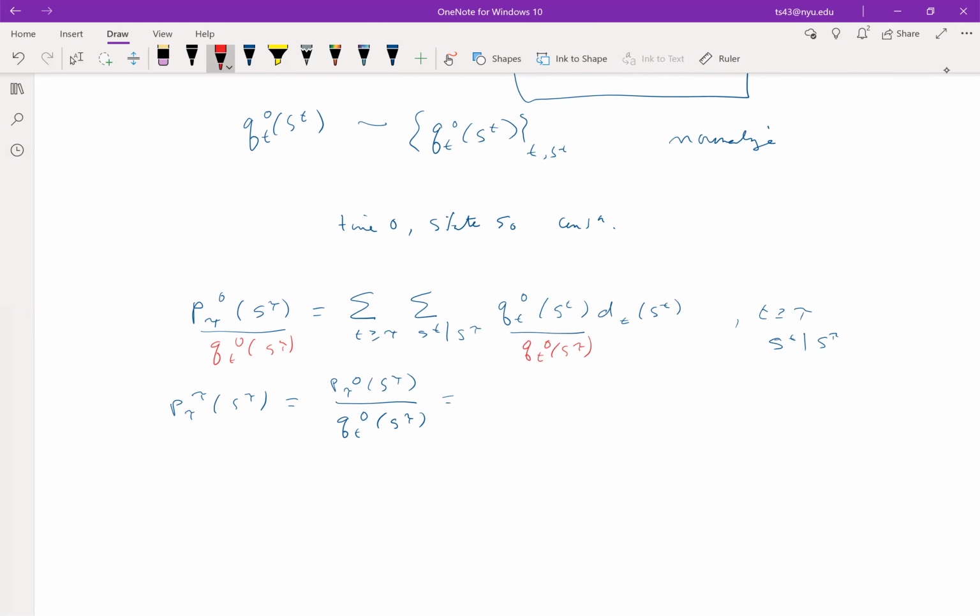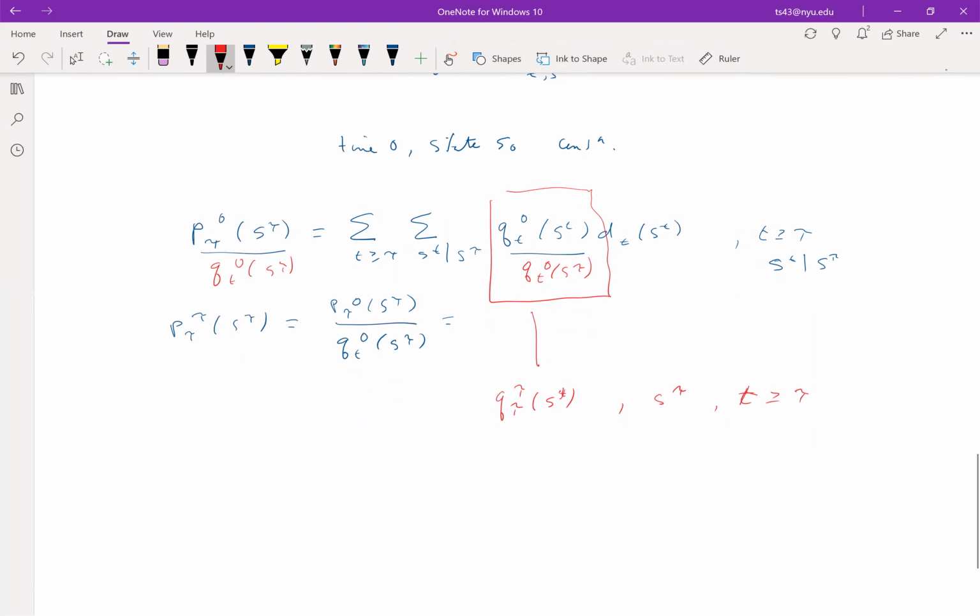And I'm going to define this thing as Q^tau_t(s^t). That's my new price system. I'm going to start from tau, and I'm going to start from s^tau. And that's going to be used to price claims that pay off at dates greater than or equal to tau.